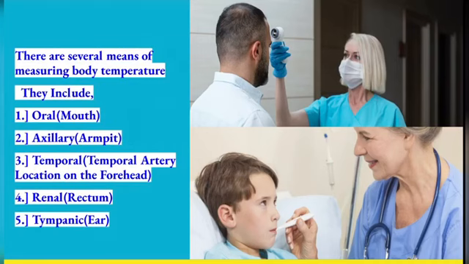There are several means of measuring body temperature. They include the oral method, axillary method, temporal method, rectal method, and the tympanic method. However, we're going to be discussing only three methods, which are the oral, axillary, and temporal method. The first method we're going to be discussing is the oral method. The oral method involves the measurement of the body temperature using the mouth.